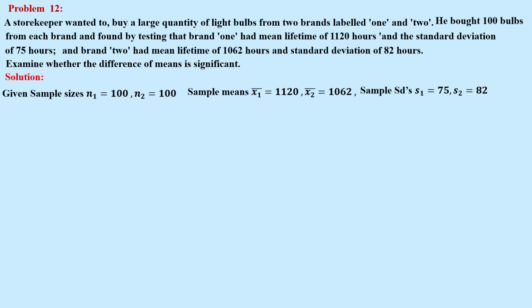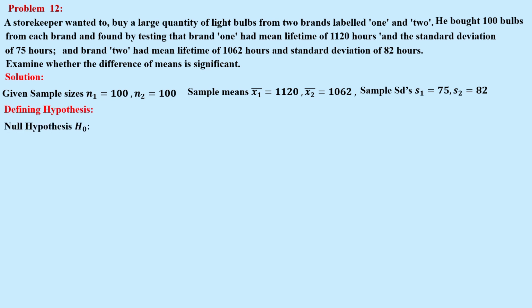There are two sets, first set and second set, 1 and 2. In 1 the mean lifetime of the bulb is 1120. In the second set the mean is 1062. So we are asking whether there is any significant difference between the lifetime of type 1 and type 2. We are going to check that.